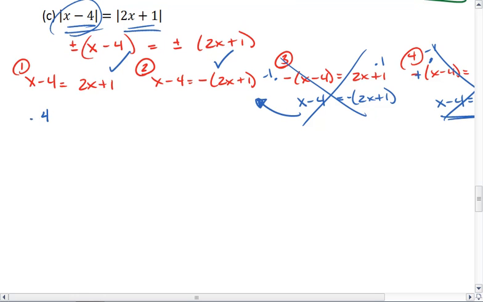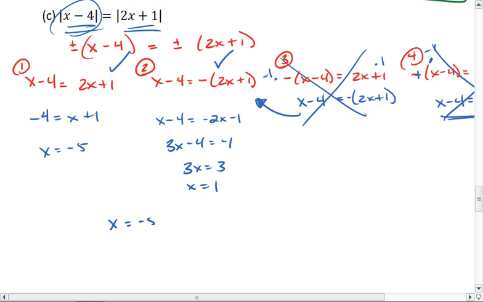We get negative 4 equals x plus 1, so x equals negative 5. And then over here we get x minus 4 equals negative 2x minus 1. We get 3x minus 4 equals negative 1, 3x equals 3, x equals 1. Our two solutions are x equals negative 5 and 1, which we can also express as a set.